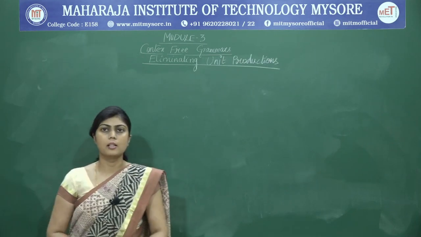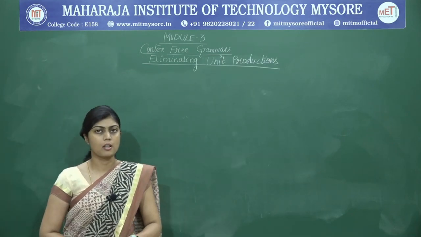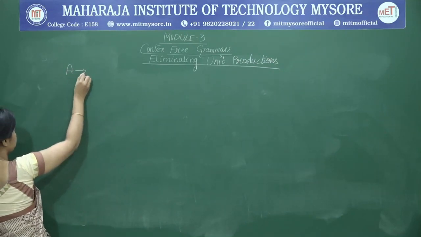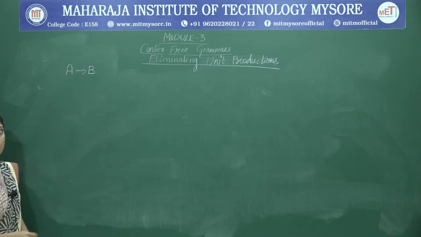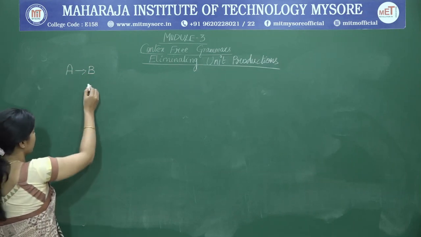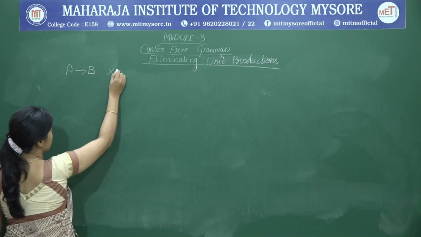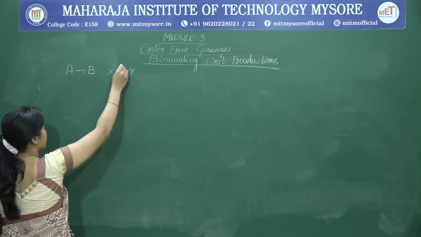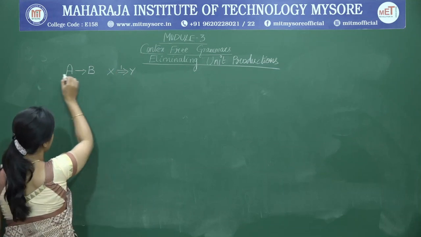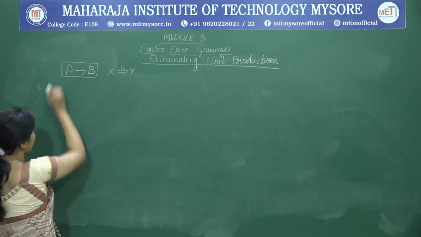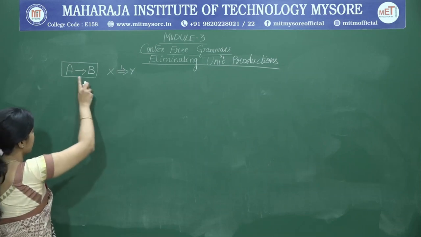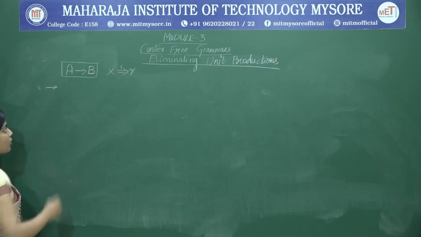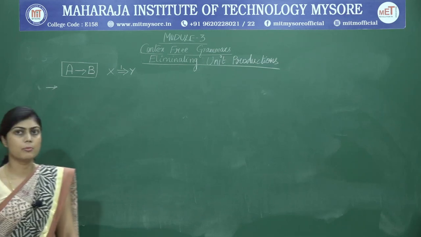The next topic is eliminating the unit productions. So anything which is in the form of A goes to B is a unit production. So we say that generally some X can derive a Y with a single step. Anything which directly appears as A goes to B in only one step is called a unit production. So we are going to eliminate all the unit productions.